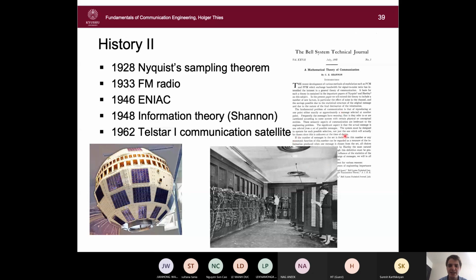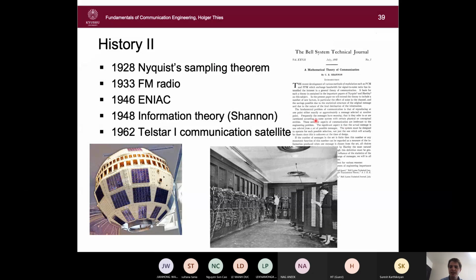Because this paper was so important, the paper was called A Mathematical Theory of Communication. But just one year later, the paper was published again as a book, and the title became The Mathematical Theory of Communication, to symbolize that it's not just some mathematical theories, but the theory of communication.